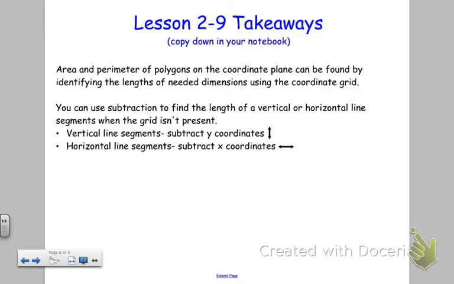Alright, so here are the takeaways. Area and perimeter of polygons on the coordinate plane can be found by identifying the lengths of needed dimensions using the coordinate grid. You can use subtraction to find the length of vertical or horizontal line segments when the grid isn't present, or when you only have coordinates. For vertical line segments, remember to subtract the y coordinates, and for horizontal line segments, remember to subtract the x coordinates.